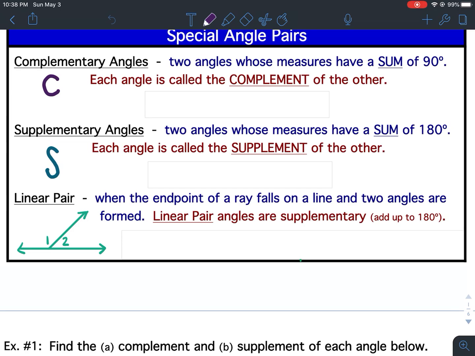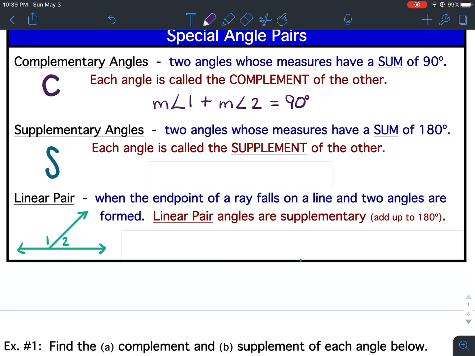All right, complementary angles are two angles whose measures have a sum of 90 degrees. Remember, sum means addition. So that means two angles, when added together, if they equal 90 degrees, then they are complementary angles. Each angle is called the complement of the other. So if the measure of angle 1 and the measure of angle 2 equal 90 degrees, then they are complementary angles. Go ahead and get that written down.